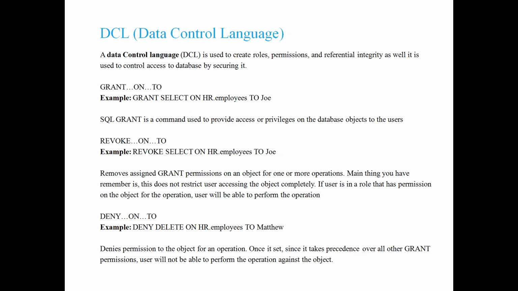So if you still want to remove the permissions for the user, even though he accesses as an individual or he comes through a group, in that case you can use deny. So deny denies permission to the object for an operation. Once it's set, since it takes precedence over all the grant permissions, the user will not be able to perform the operation against the object. So that is the only major difference between revoke and deny.